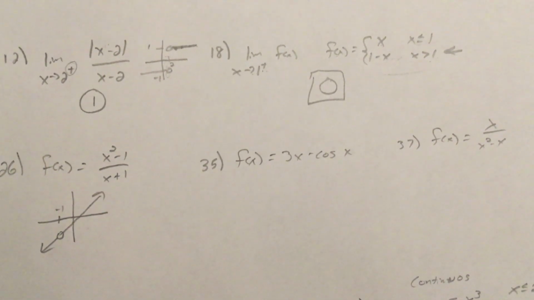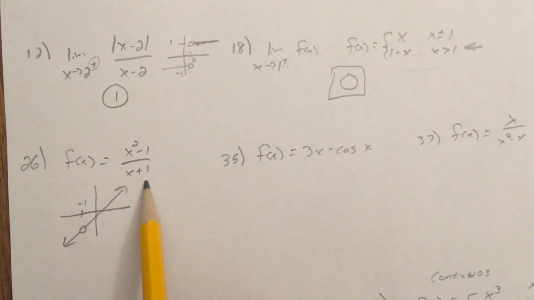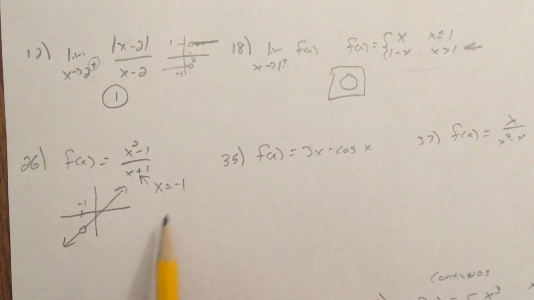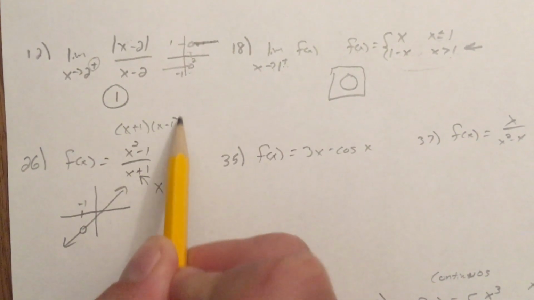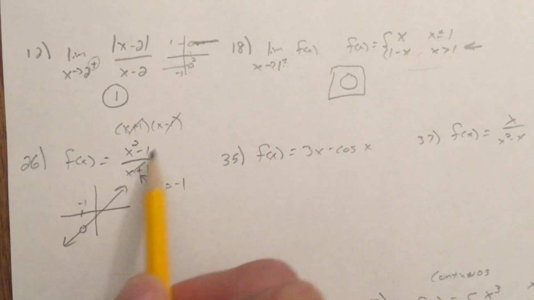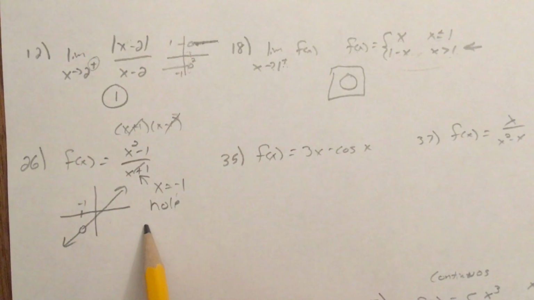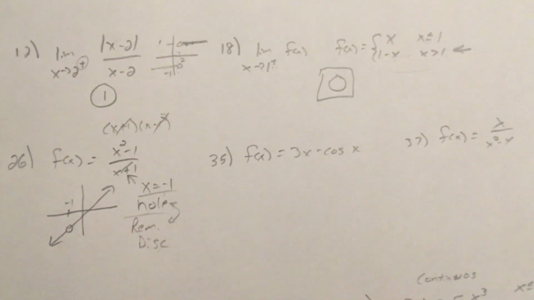For number 26, we're asked to discuss the continuity. I can see right away that we're going to have a problem at x equals negative 1. That's what makes the denominator 0. And since the top can factor into x plus 1 times x minus 1, and those x plus 1s can cancel, I know that that's just a hole, or what we call a removable discontinuity. If you're wondering which one it is, hole or removable, they're the same idea. The hole is what it'll look like. We call it a removable discontinuity.